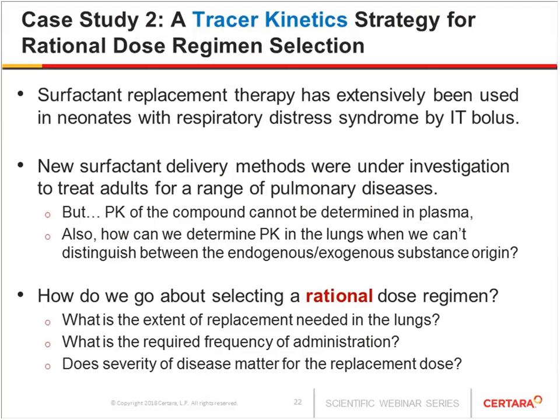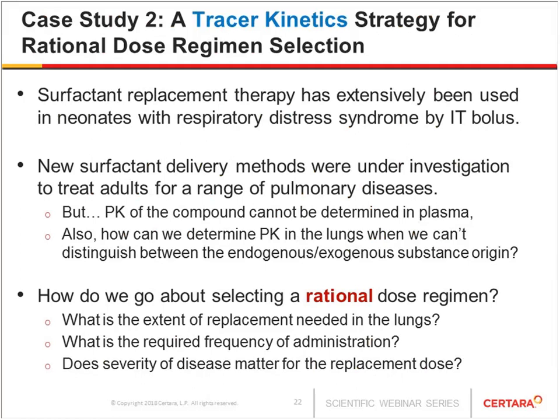Moving on to my second example, and this is another personal example of mine, of being involved in a program where we were looking at replacement therapy with an exogenously administered endogenous compound. The title of this case study is a tracer kinetic strategy approach to obtaining a rational dose regimen selection. And this particular program I was involved with was a surfactant replacement therapy.